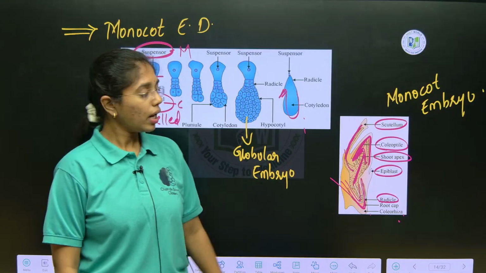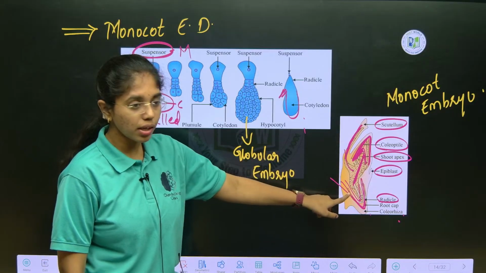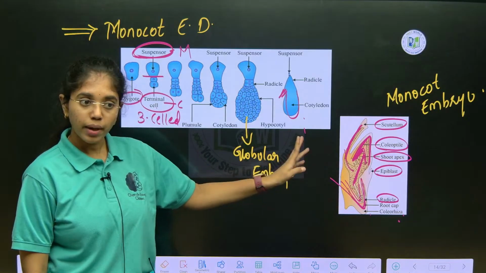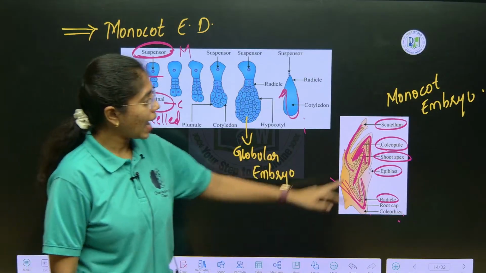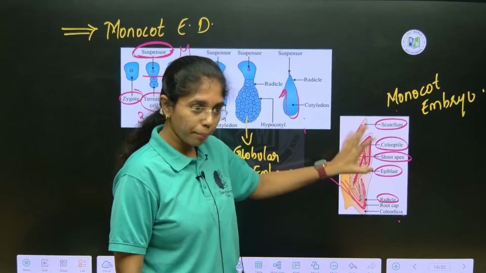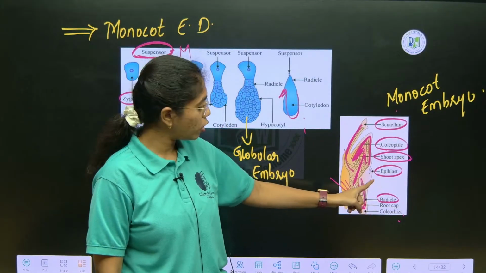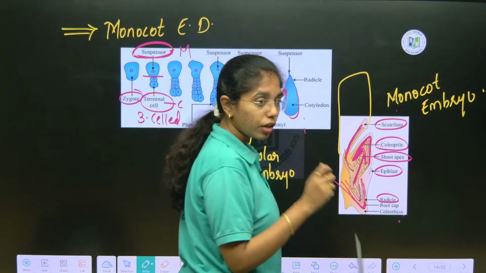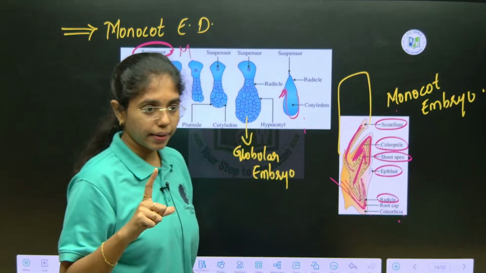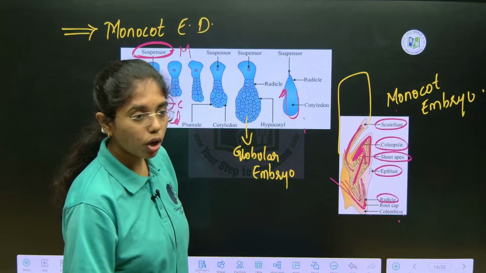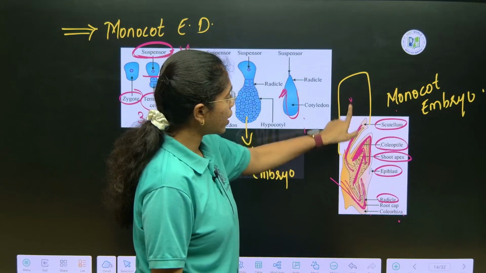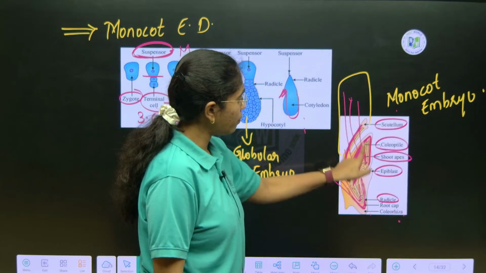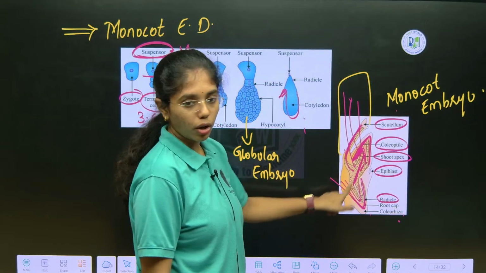Clear? Okay. How is the scutellum providing nutrients? By drawing it out from the endosperm. Clear? As it is only the monocot embryo we are discussing, there is no endosperm over here, but endosperm will be over here if you can see a monocot seed. From here the scutellum will be drawing out nutrients to the embryonal axis.